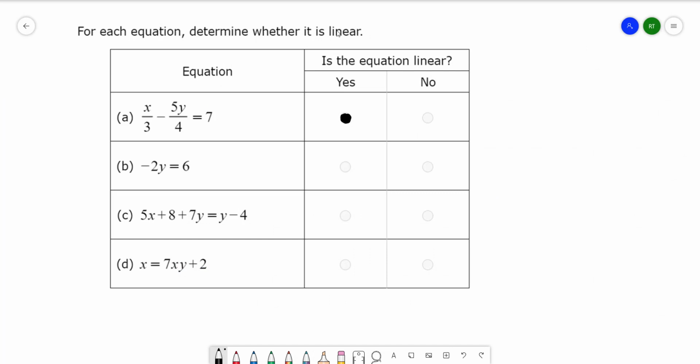And then you just keep doing the same thing for the rest of them. And that's all you have to do for this topic. Is it a straight line or not?